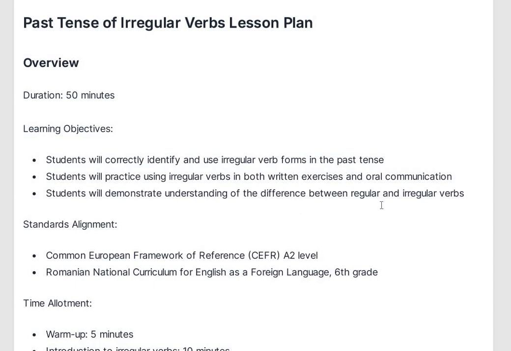Past tense of irregular verbs. Lesson plan. Overview. Duration 50 minutes.